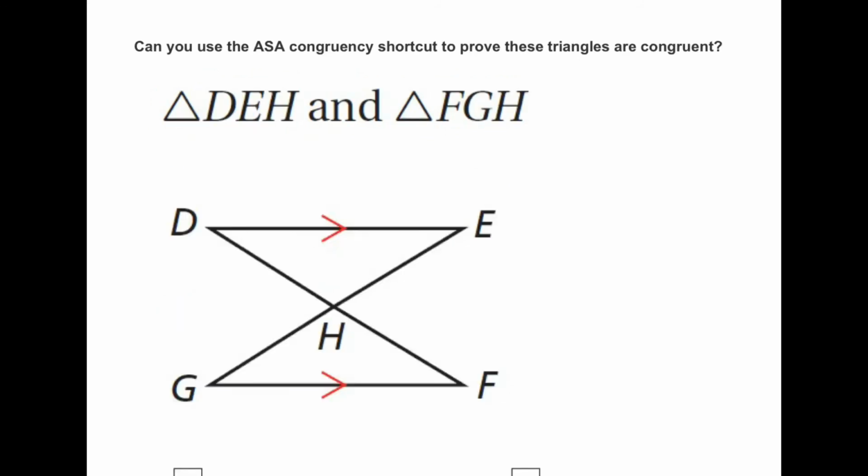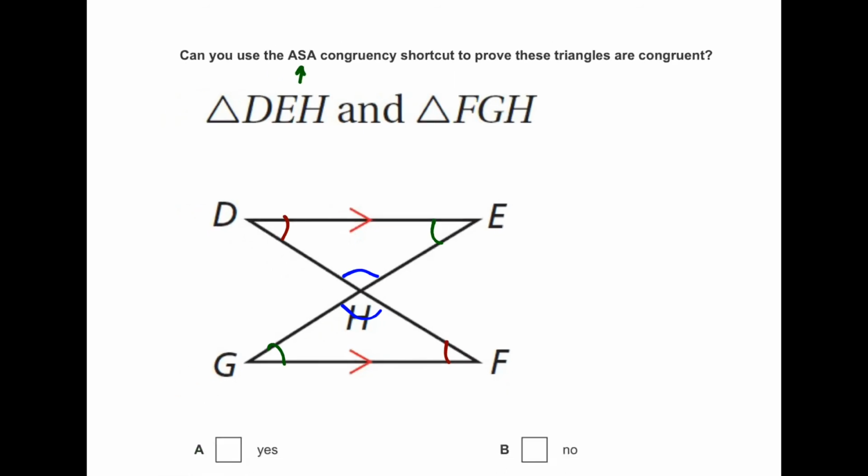Could we use the angle side angle congruency shortcut here? Well, we do know that there's some vertical angles here, and we can figure out some matching angles based on these parallel lines and transversals. So I see three angles, but do we know any of the side lengths? And the answer is no, we don't.